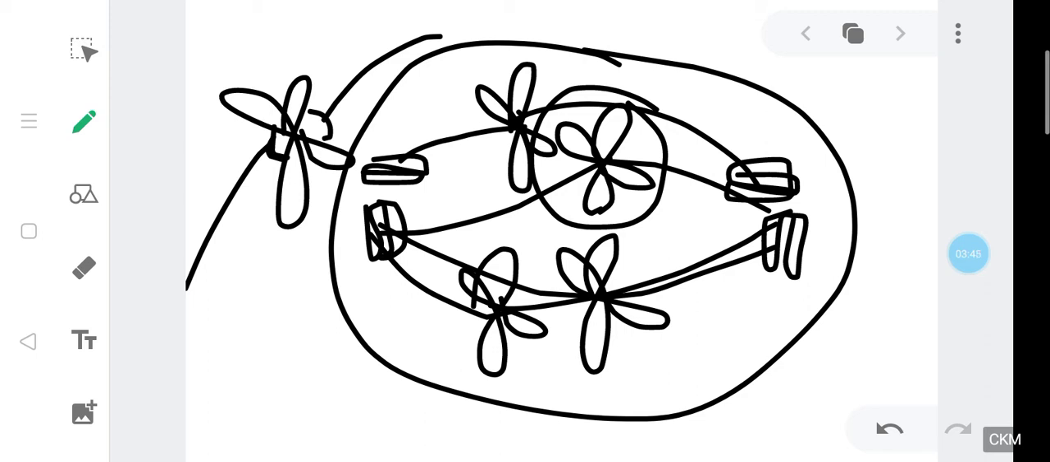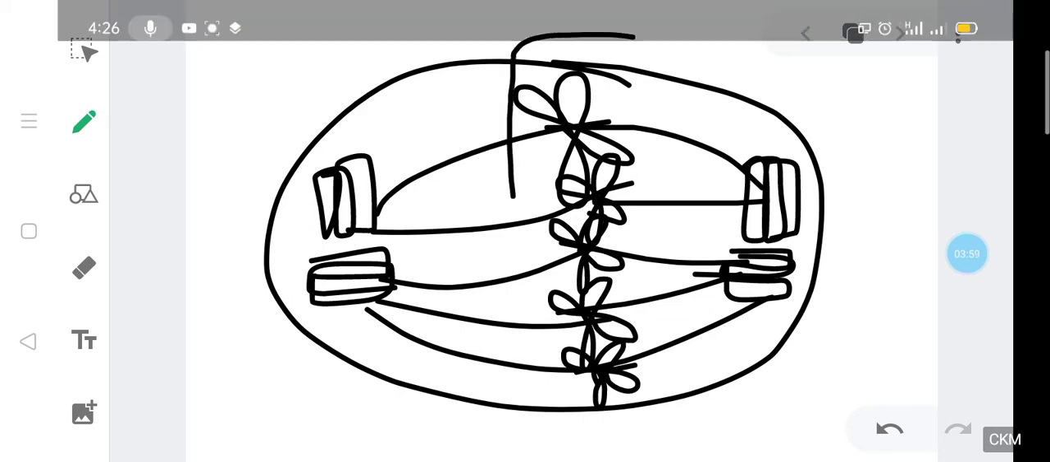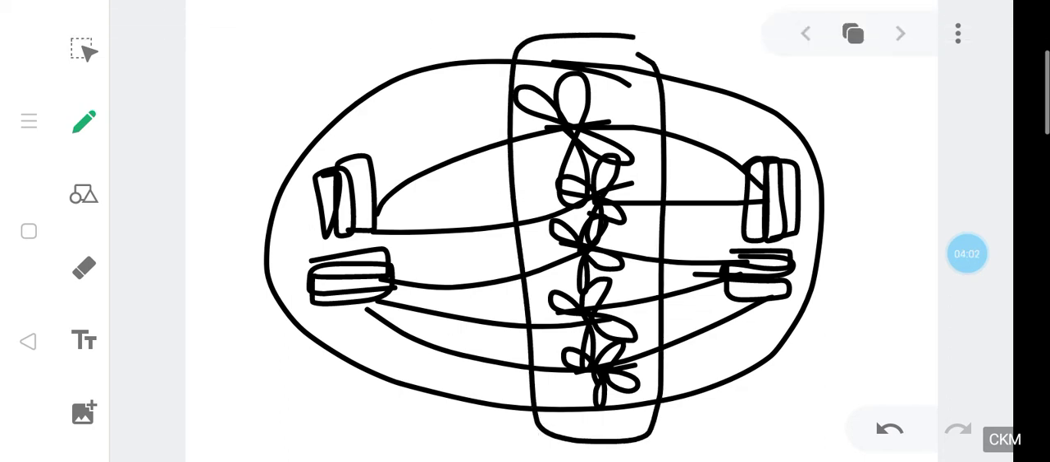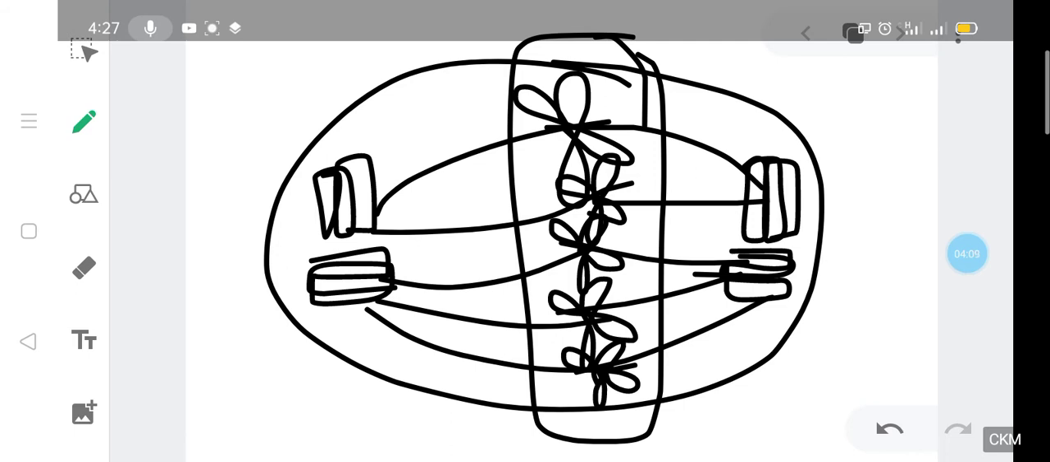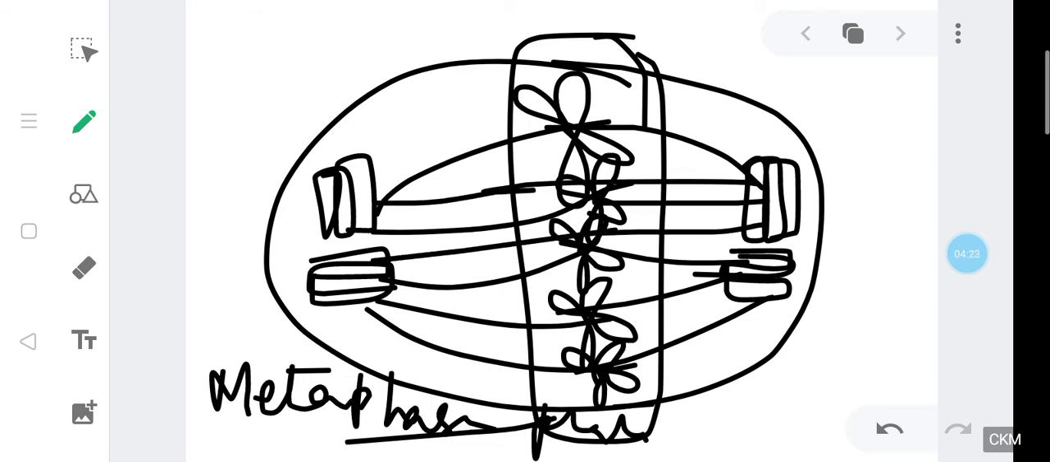Now, after the joining of the spindle fiber with the kinetochore protein, the chromosomes will start arranging themselves in the center of the cell. Now, what is happening, students? All the chromosomes will arrange themselves in the center of the cell, and this will be known as a metaphase plate. There will also be the non-kinetochore fibers, which attach with each other instead of the chromosome. So the chromosomes arrange themselves in the center, and this is known as a metaphase plate.